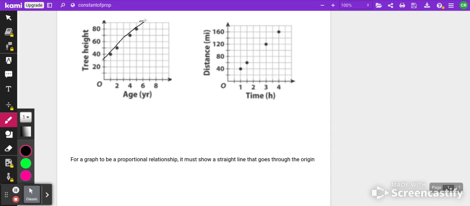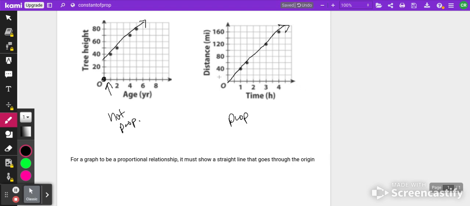My lines have been awful lately. All right, I have a straight line, but it doesn't go through the origin. Remember that the origin is this point 0, 0 right here. So the line would have to go through that point. Well, it doesn't. So I know that this graph is not proportional. All right, if we look at the one over here on the right, if I draw a line through my points, it gives me a straight line that goes through the point 0, 0. So I know that one is proportional.